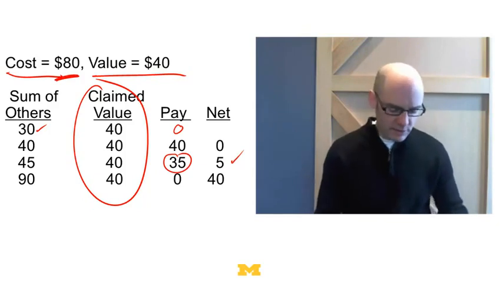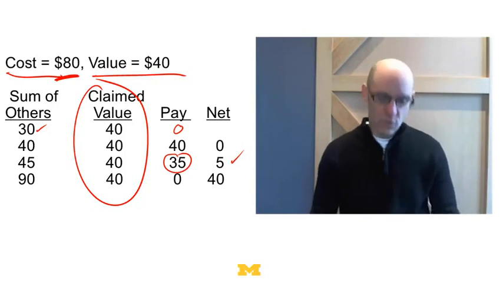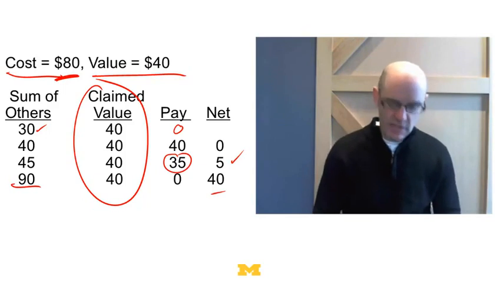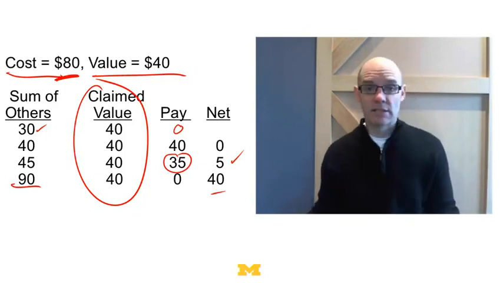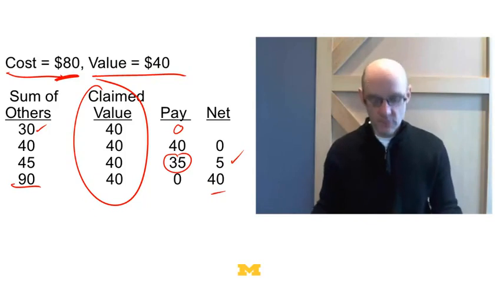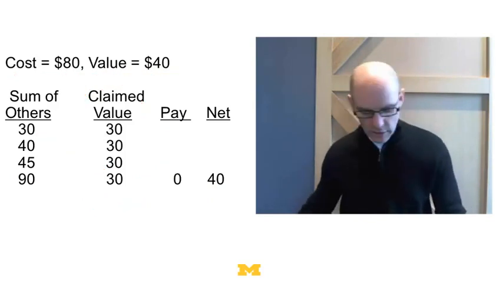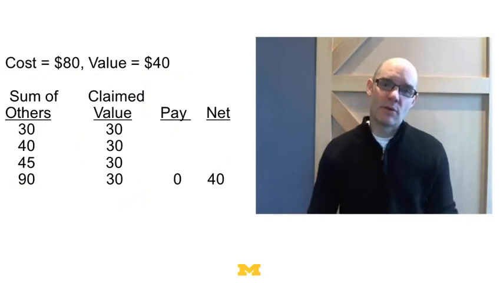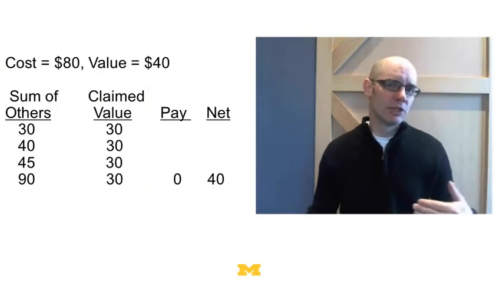And then finally, let's suppose the sum of the others is 90. Well, now, if their claim value is 40, they're not going to pay anything because the sum of the others is above 80, and they're going to come up 40 ahead. So if they claim their true value, sometimes the project doesn't get done, sometimes it gets done and they're indifferent, sometimes it gets done and they make a little money, sometimes they don't have to pay anything. Well, now let's suppose they decide to cheat a little bit and to claim a value of only 30. So they're going to say, oh no, it's not 40, I'm going to lie, I'm going to shade.